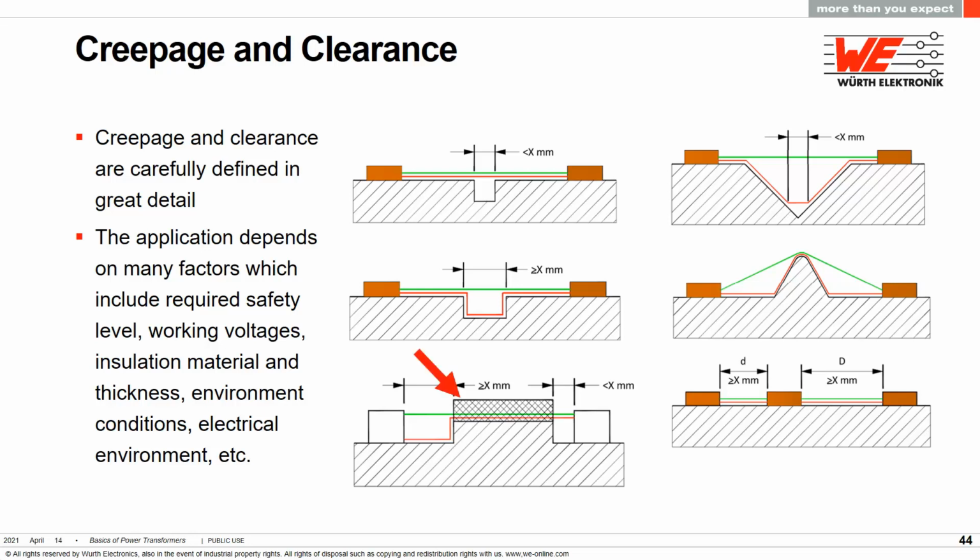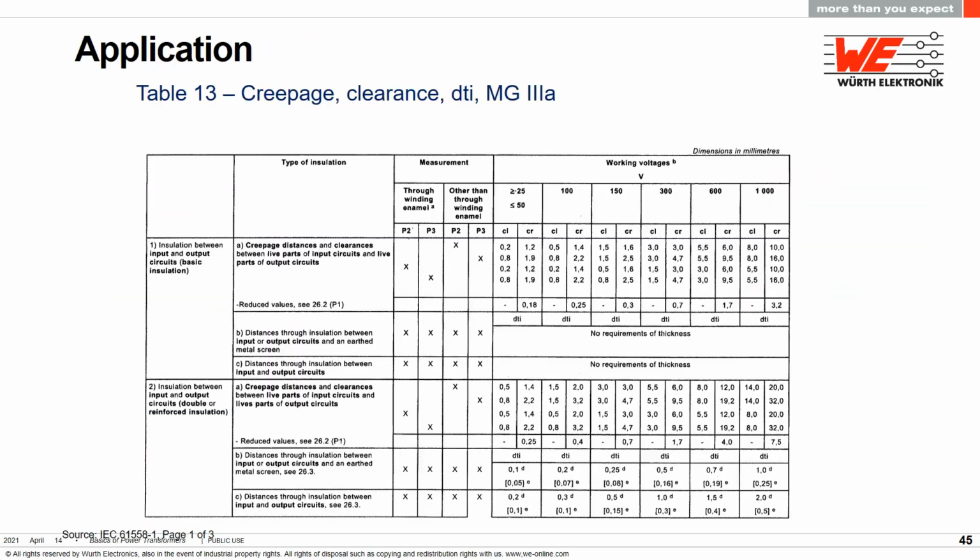In the bottom left figure, the arrow points to what would be tape. Tape has insulation value if you're going perpendicular through the surface, the thickness, but not along the surface. Margin tape in transformers is only used to provide mechanical distance.